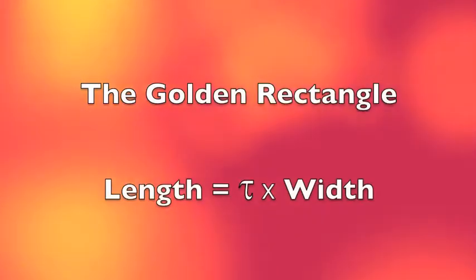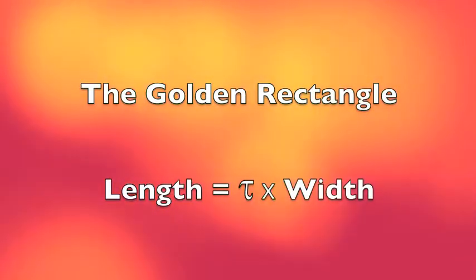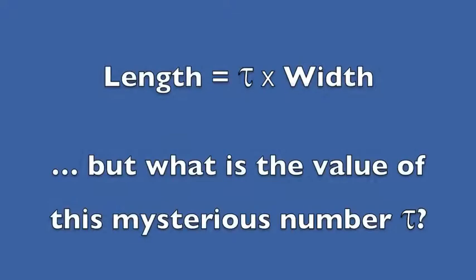A golden rectangle is any rectangle whose length is tau times its width, where tau is a special number known as the golden ratio. But what is the value of this mysterious number, tau? That's what you're about to find out in the next few minutes.